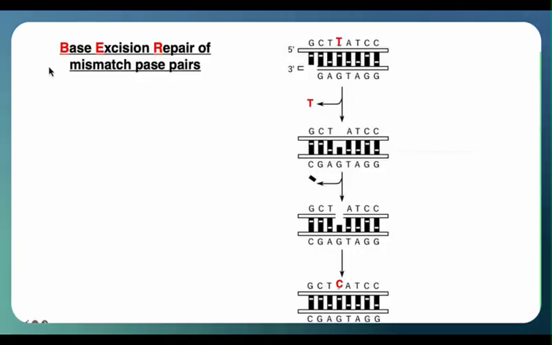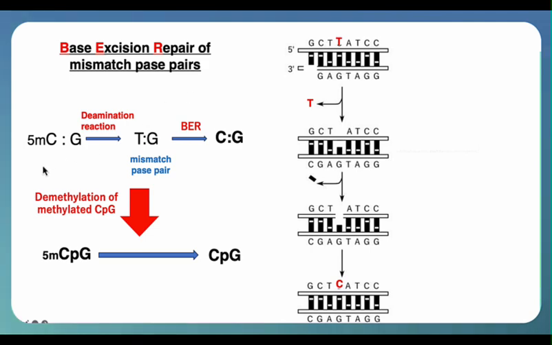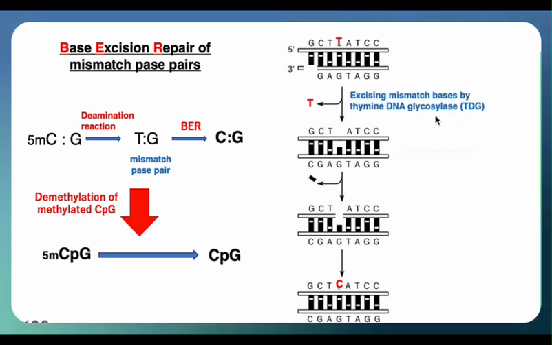Active CpG demethylation occurs through base excision repair of mismatched base pairs. Here's an explanation of this process. 5-methylcytosine is prone to deamination reaction in cells, which converts it to thymine. As a result, the guanine with 5-methylcytosine base pair becomes a G with T mismatch. This mismatched base pair is then processed by thymine DNA glycosylase, TDG, which excises the thymine base. The reaction creates an apyrimidinic site, AP site.